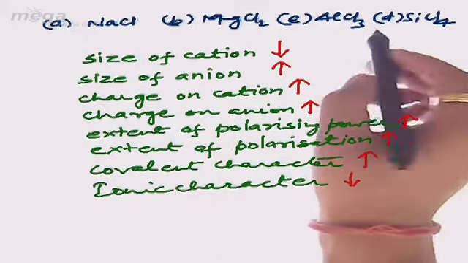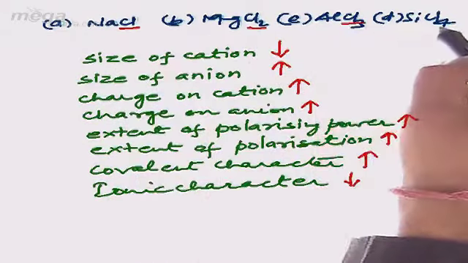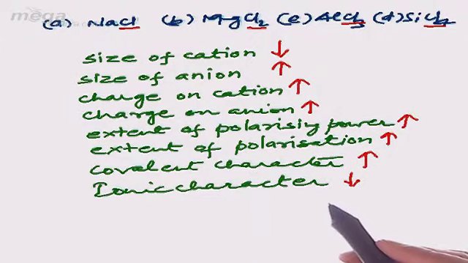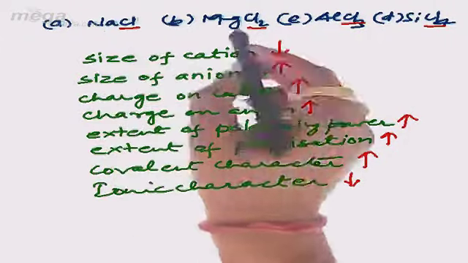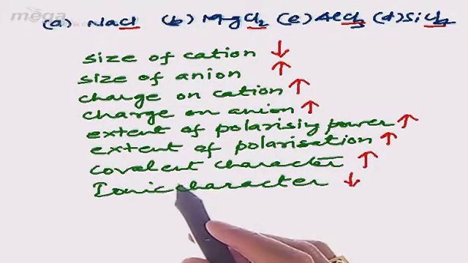Now in this question again we are finding, like in the previous question, that in all the four the anionic part is common, that is chloride ion. Now the difference is only in the cationic part in the four compounds. Like in the first we have got sodium, in the second we have got magnesium, in third we have got aluminium, and in the fourth we have got silicon.